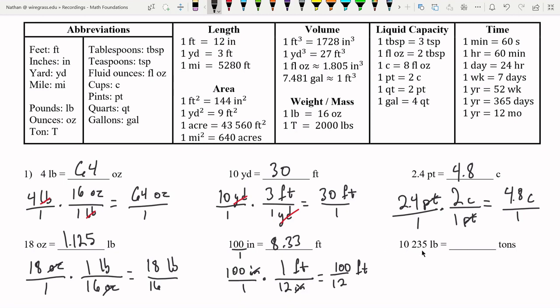Okay, for this one we have 10,235 pounds equals how many tons? And that's a mass. There's 1 ton equals 2,000 pounds. The capital T is the same thing as ton. So one ton equals 2,000 pounds.